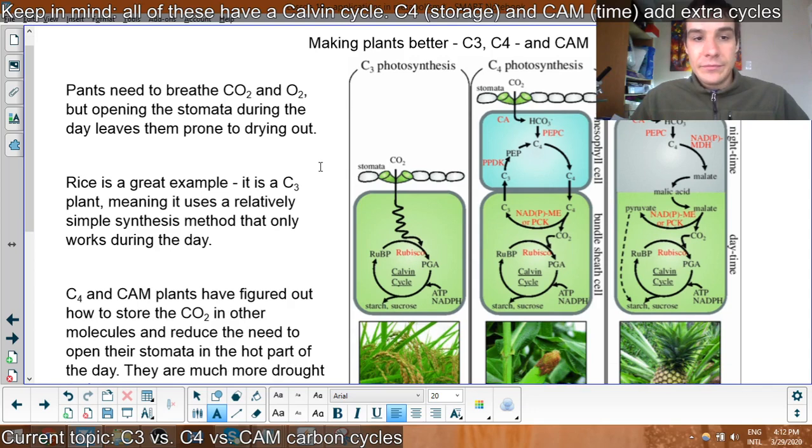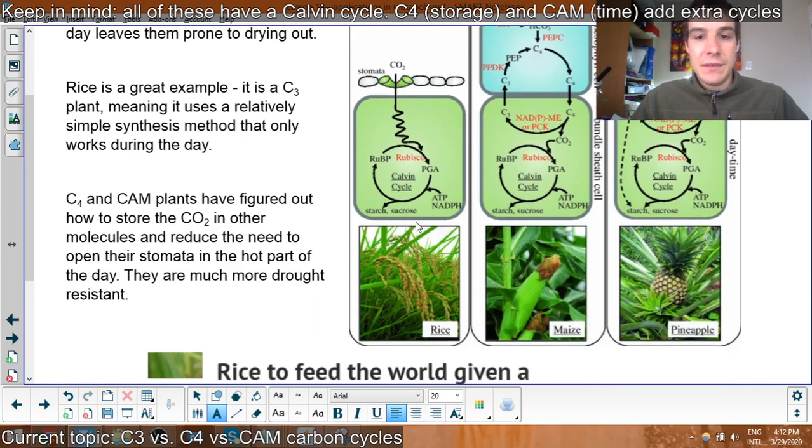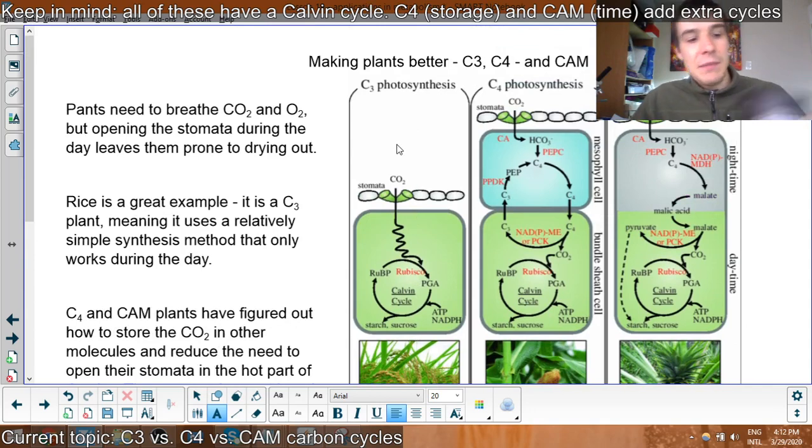So for example, rice and wheat and stuff like that are C3 plants. I believe wheat's a C3 plant. Let me just double check that before I make a bad statement. Okay, thanks to the power of Google, I now know that wheat is a C3 plant. So about 80% of plants on Earth are C3 plants.